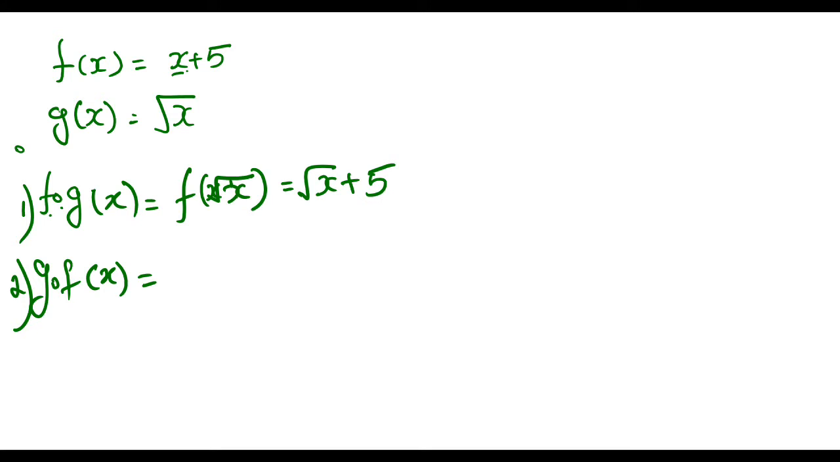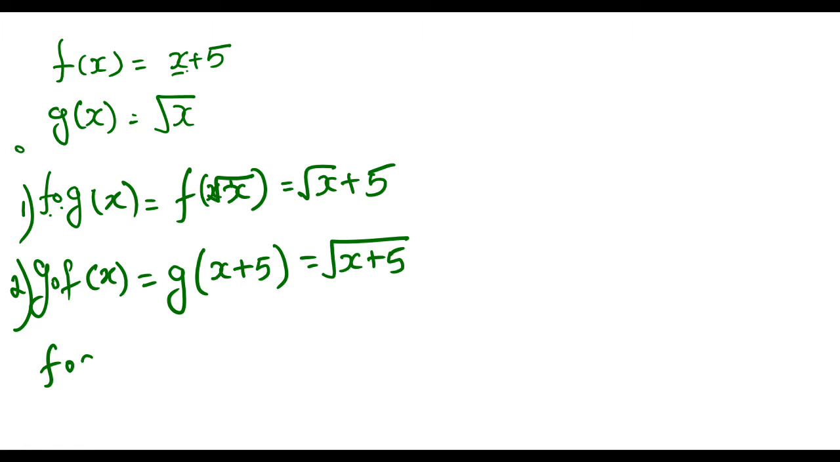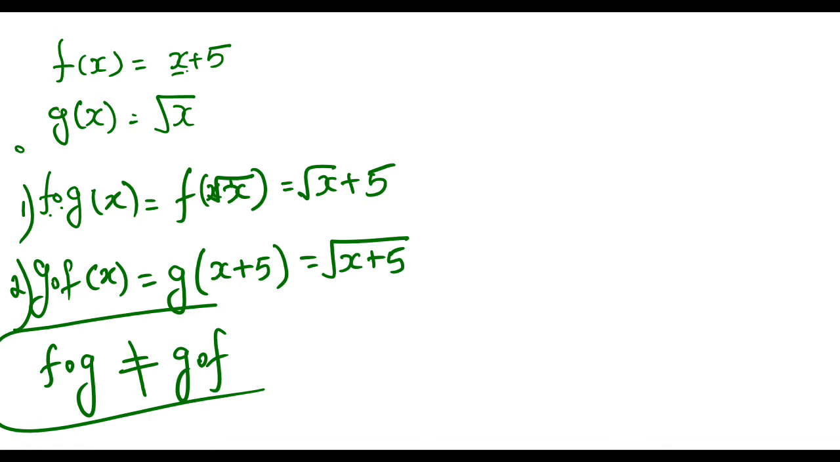What is g composition f? We are plugging in f of x into g of x. So f of x is x plus 5, and this is supposed to be plugged into the value for x. So instead of x, we need to plug in x plus 5. And you can notice that even here, f of g is not equal to g of f. So that has to be kept in mind.